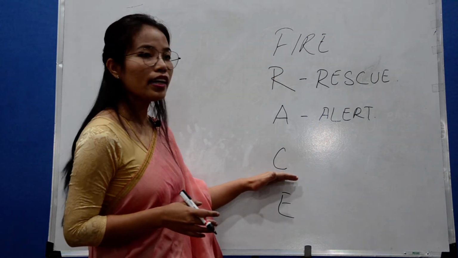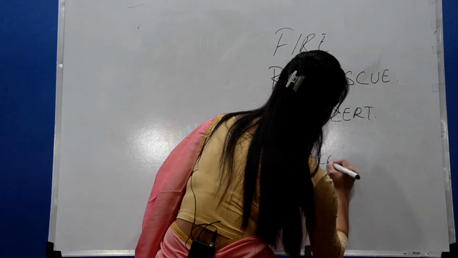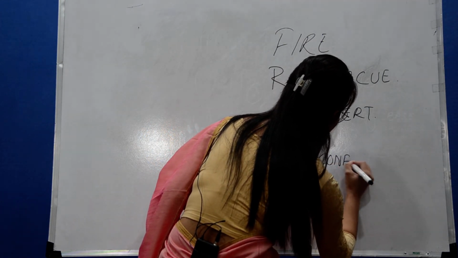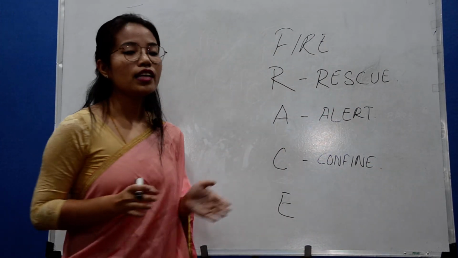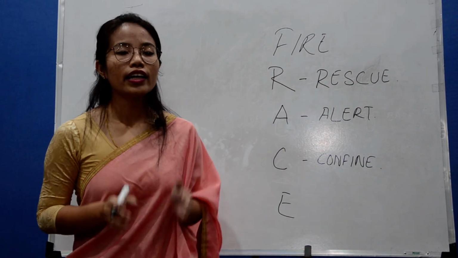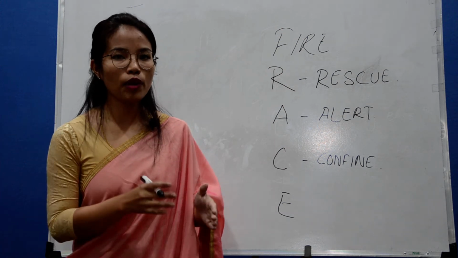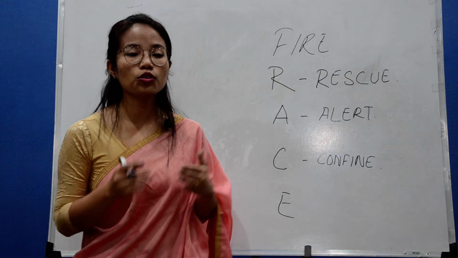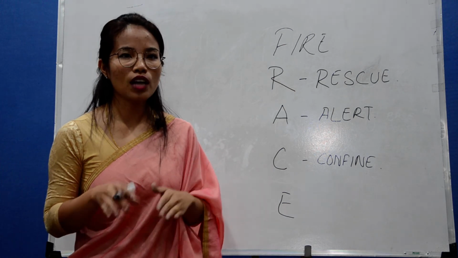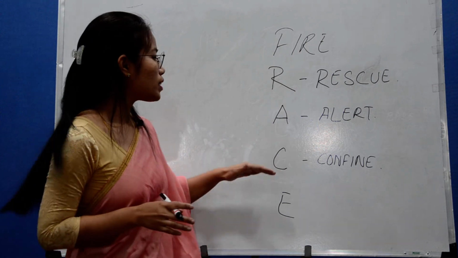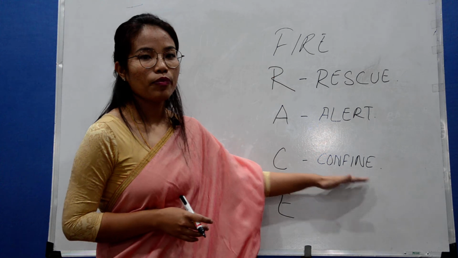Next, C is confine. In this confine, you have to try that the fire doesn't spread. Fire or the smoke doesn't spread around. For this, you have to close the windows or the doors, and we have to use wet towels, so that the smoke doesn't come out of the area.